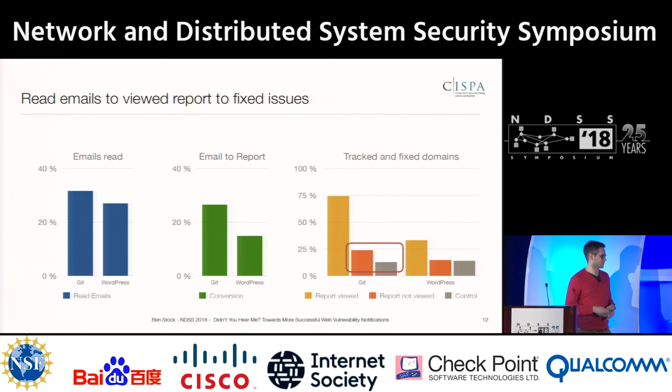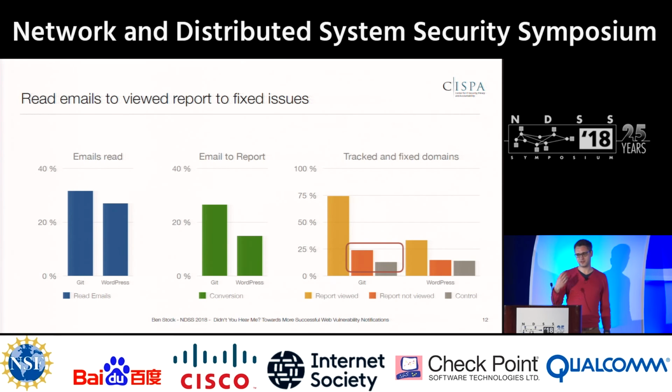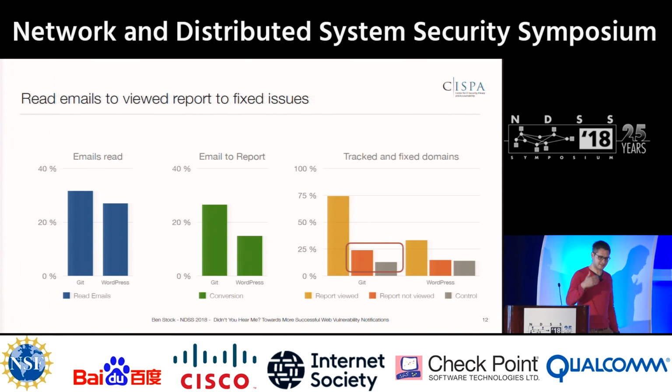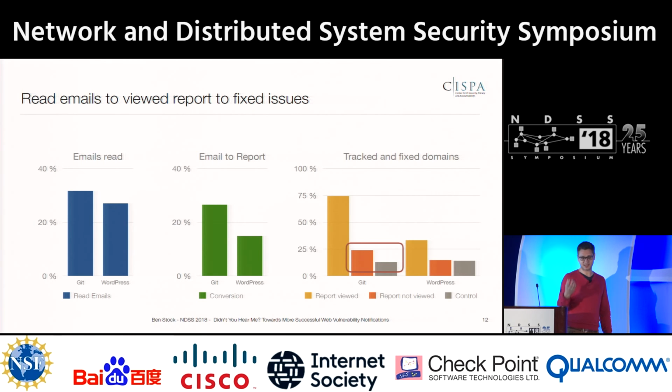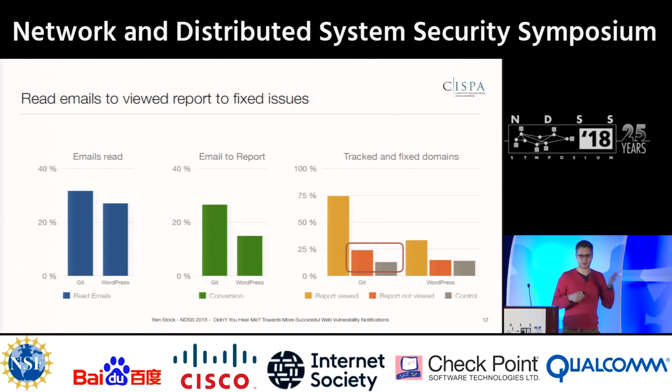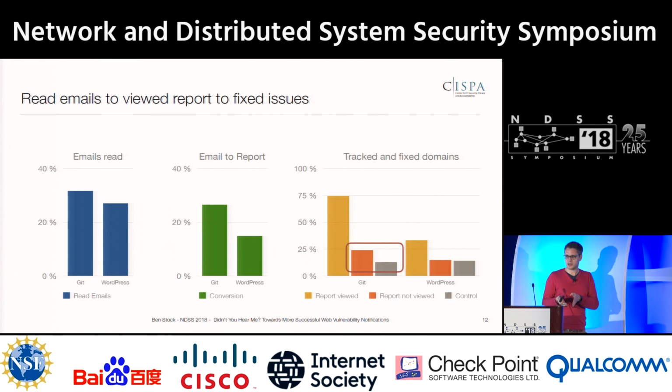And here we observe that actually for Git, it was sufficient to just, in some cases, tell people that they had a problem related to Git, and they were able to fix it without following up on any technical information. Whereas for WordPress, there's really no difference between the control group, which we didn't notify at all, and people who did get the email but didn't follow up on the technical information.